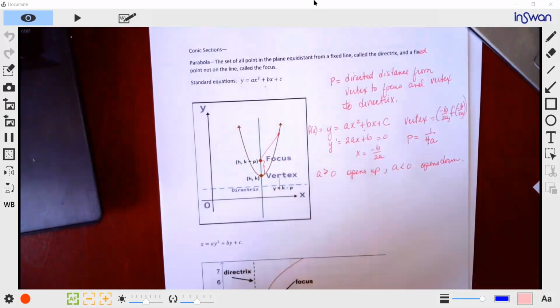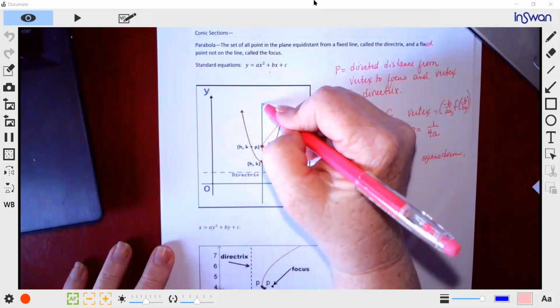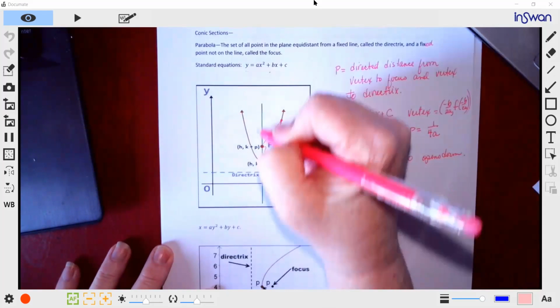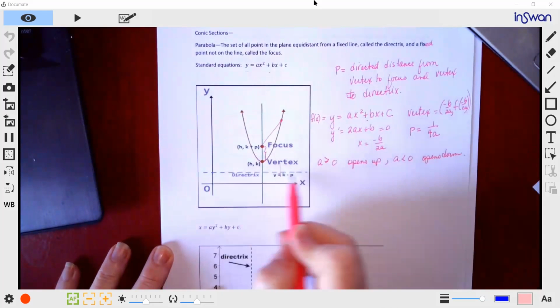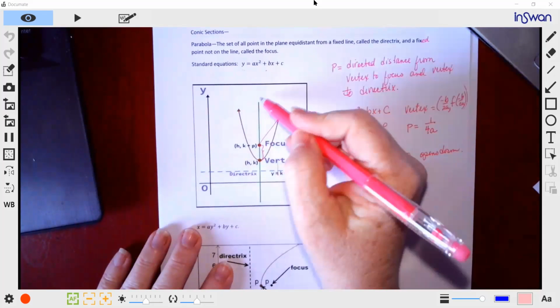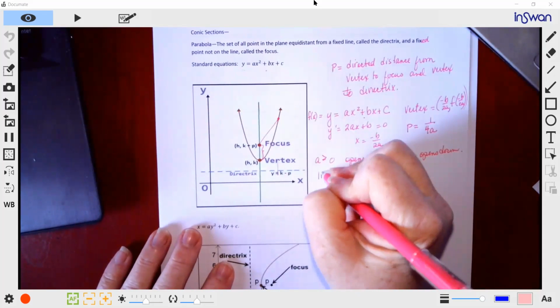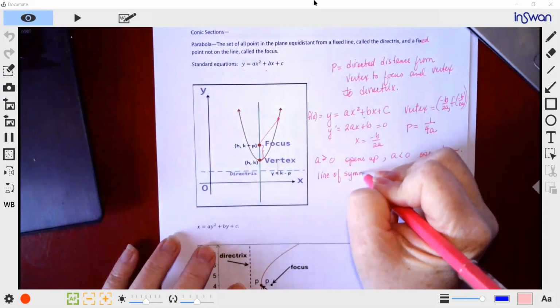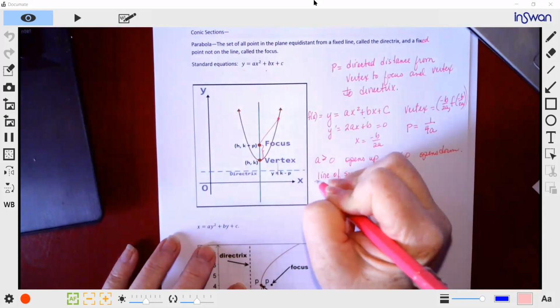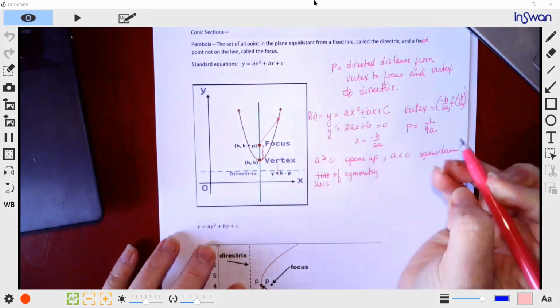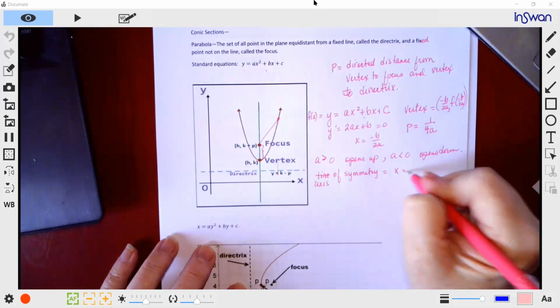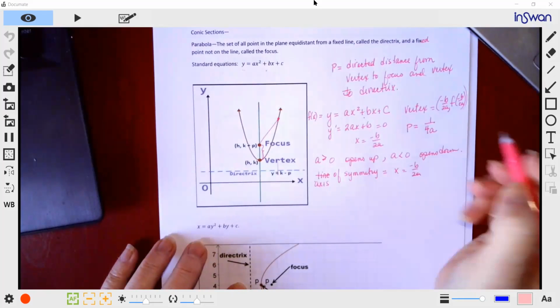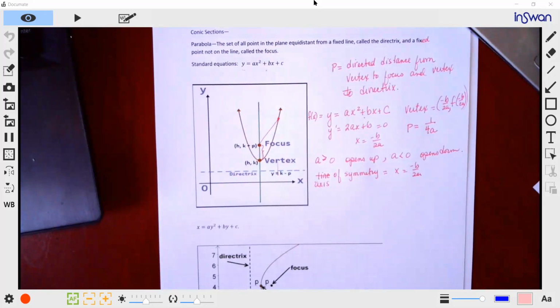Now, parabolas enjoy beautiful symmetry. They are symmetric across a line through the vertex that is perpendicular to the directrix. So when you have a vertical parabola, the line of symmetry, or what we call the axis of symmetry, is just going to be x equals negative b over 2a. It's always just the x coordinate of the vertex.